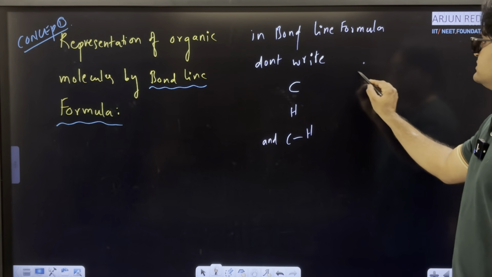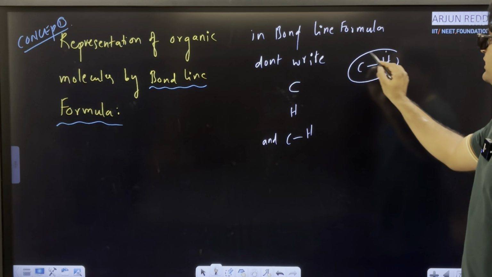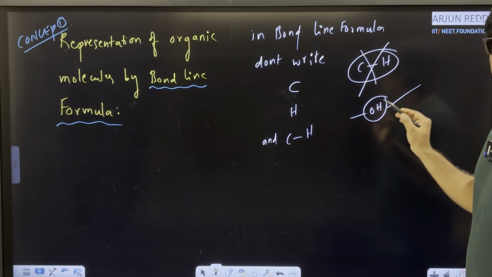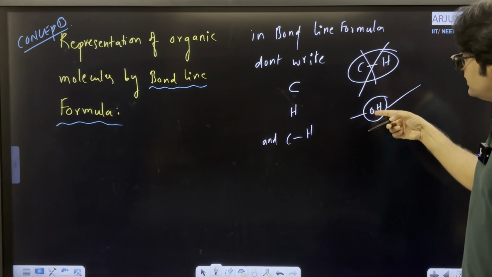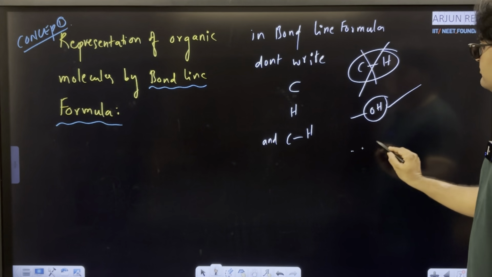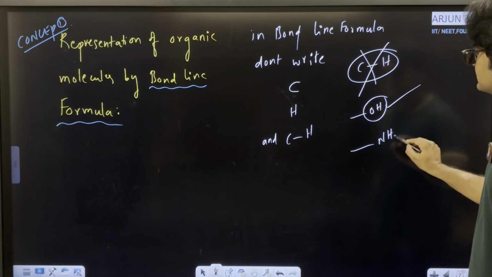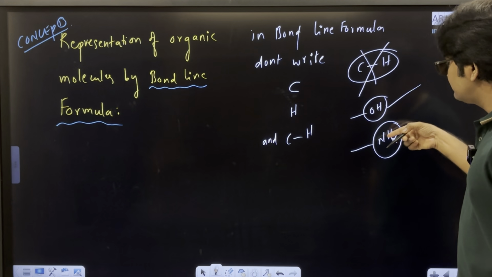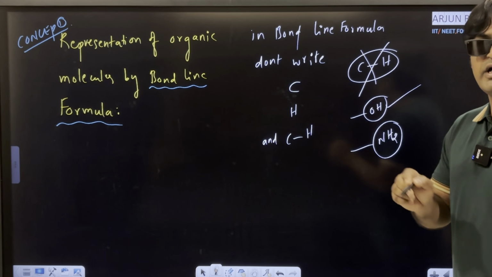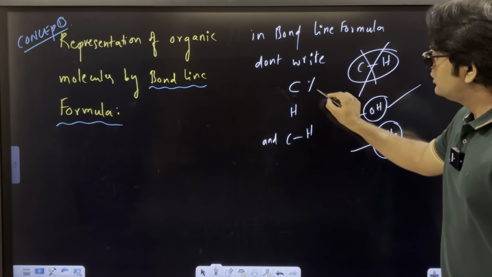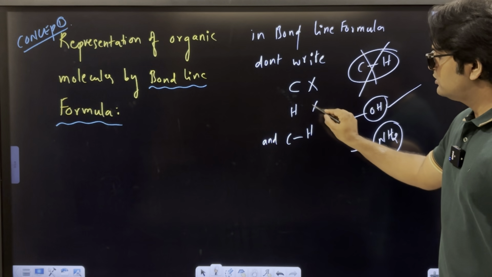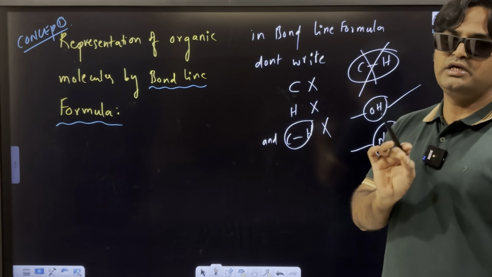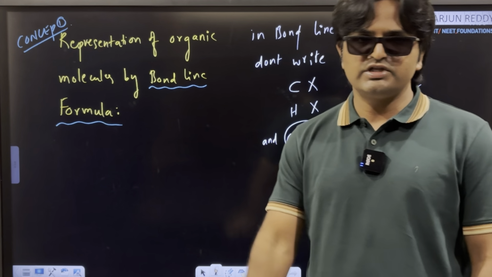For example, if there is a CH, we are not writing CH. But if there is an OH, now we should write OH. Why? Because here hydrogen is connected to other than carbon. For example, if there is an NH2, yes, here we are writing NH2. Why? Because here hydrogen is present on the nitrogen atom but not on a carbon atom. Whenever there is a carbon, don't write. There is a hydrogen, don't write. And if there is a CH, don't write that CH. Okay, that is the first condition. Clear? Let us go to the examples.